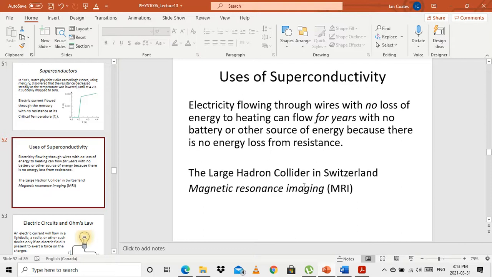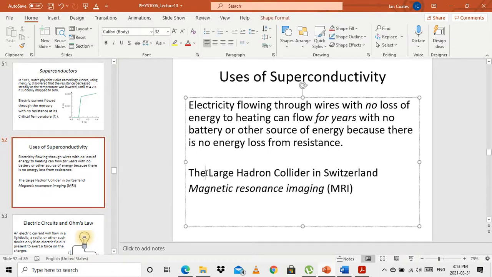Uses, there's lots of uses there. I love this one there, the Hadron Collider in Switzerland. Just incredible, this thing is what, 15 kilometers underground. And they've already made some amazing discoveries there, like the Higgs boson particle. Give that a quick Google search anyway, just for fun. MRI, magnetic resonance imaging, is another reason why we use superconductors, available in every hospital.